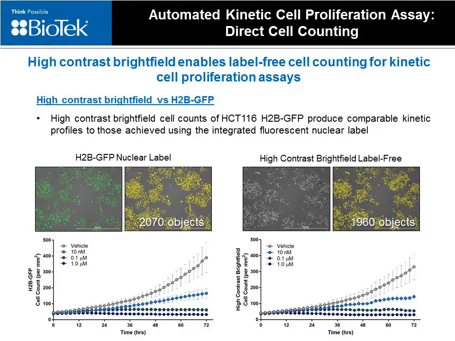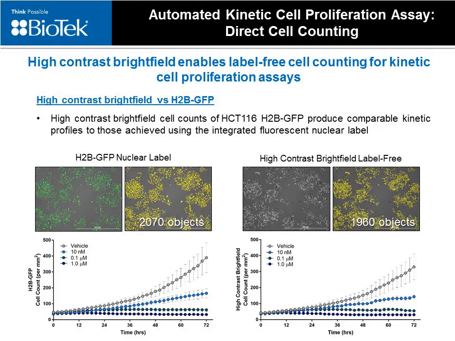So to do that, we ran the same 3-day kinetic proliferation experiment using an HCT116 cell line that stably expresses the nuclear marker H2B GFP. So each of these cells has a bright GFP labeled nucleus. And we imaged these cells every 2 hours, just as before, using both high contrast bright field as well as now fluorescence illumination. We then conducted cell counts in Gen5 using both sets of images.